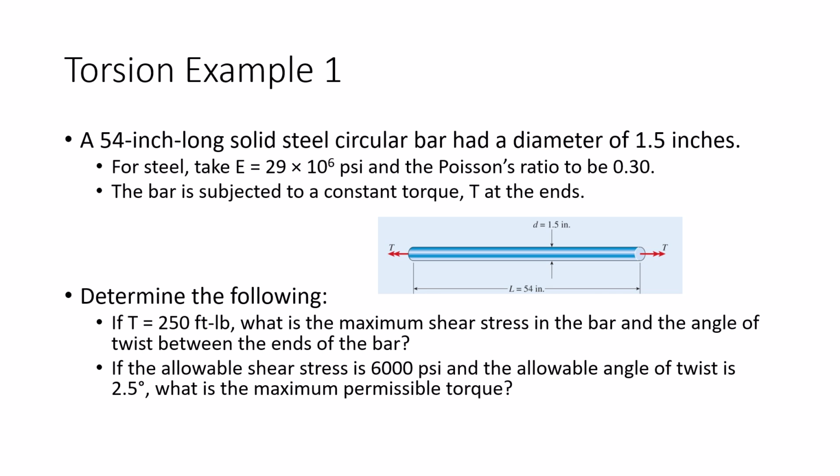The second one maybe takes a little bit of thought. It says, if I told you that the maximum allowable shear stress is 6,000 psi and the allowable angle of twist is 2.5 degrees, what's the maximum permissible torque? That one takes a little bit of thought.